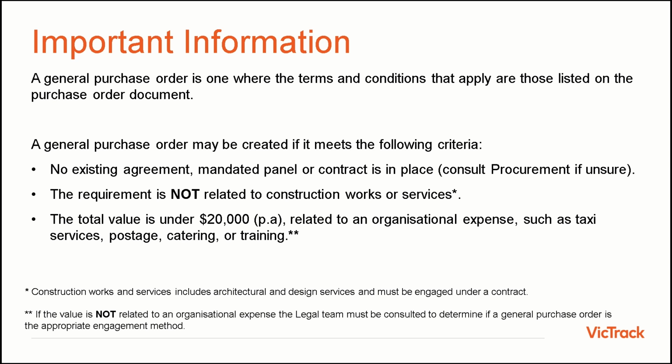A general purchase order may be created if it meets the following criteria: no existing agreement, mandated panel, or contract is in place. If unsure, consult your procurement representative. The requirement is not related to construction works or services. The total value is under $20,000 and related to an organisational expense, such as taxi services, postage, catering, or training.